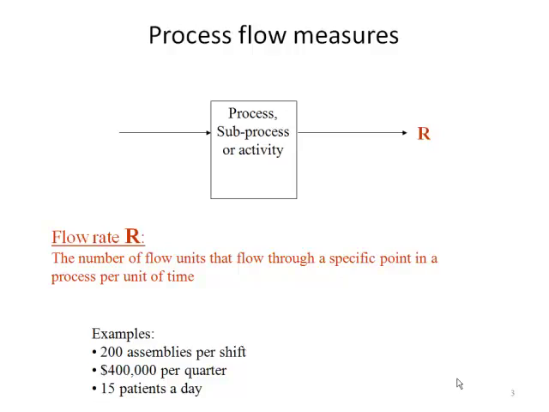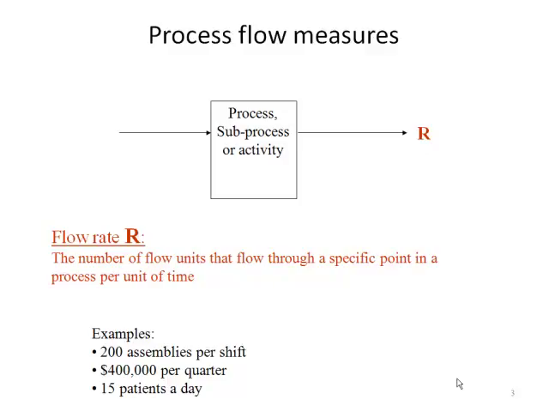So to start off, let's introduce our first measure, which is flow rate, or I'll sometimes call it throughput rate, and we'll identify this as R. Think about flow rate as capturing the number of flow units that pass a particular point in a process per unit of time. To give you an example of this, I may look at a particular point in a manufacturing plant and say, at this point, 200 assemblies pass by here per shift.